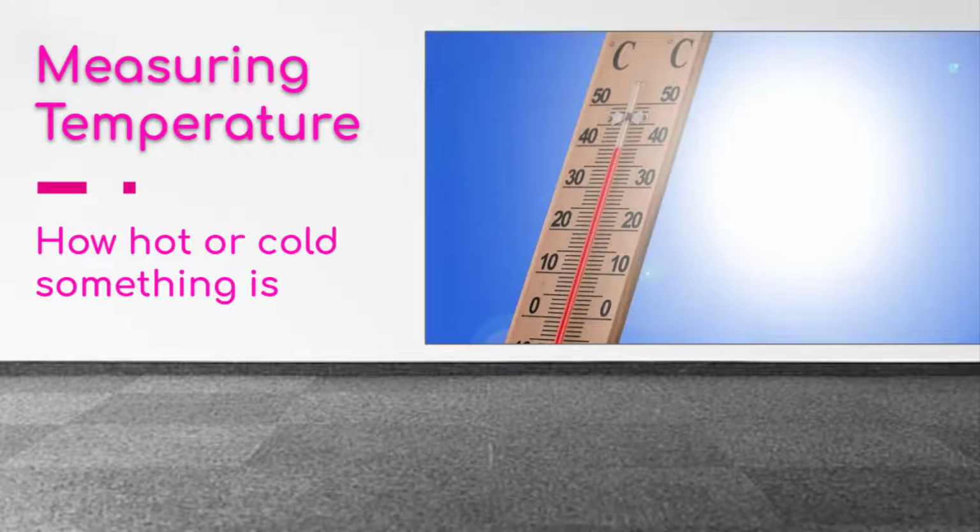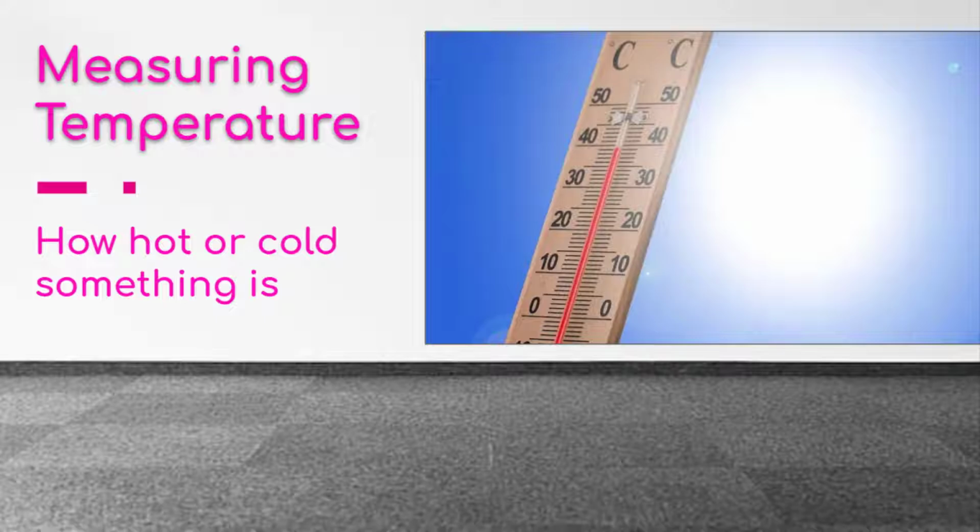There is mainly one instrument we use to measure temperature, but let us quickly talk about what temperature is. Temperature tells us how hot or cold something is. Temperatures can range from negative to positive values. A negative temperature tells us that something is really cold. Temperature can be measured in either degrees Celsius or degrees Fahrenheit. On a thermometer, it can have Fahrenheit on one side and Celsius on the other.